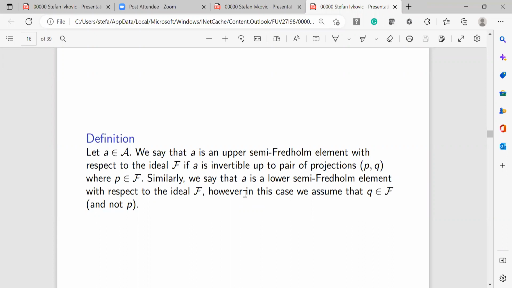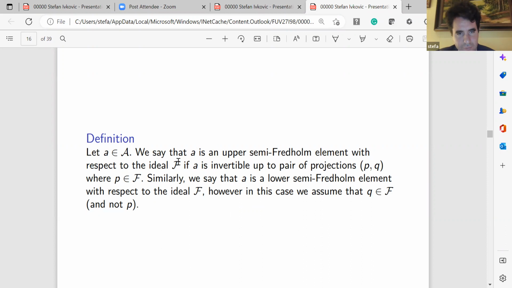So we say that A is an upper semi-Fredholm element, again with respect to this ideal, if A is invertible up to a pair of projections P and Q, where P is a finite projection. So now we no longer assume that both of the projections are finite, but only the first one. And similarly, we say that A is a lower semi-Fredholm element with respect to this ideal, but in this case we assume that Q is a finite projection and not necessarily P. So how it differs from Fredholm elements is that we have only a one-sided finite projection in this pair.